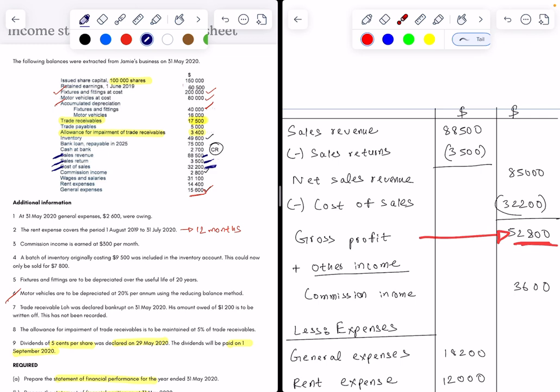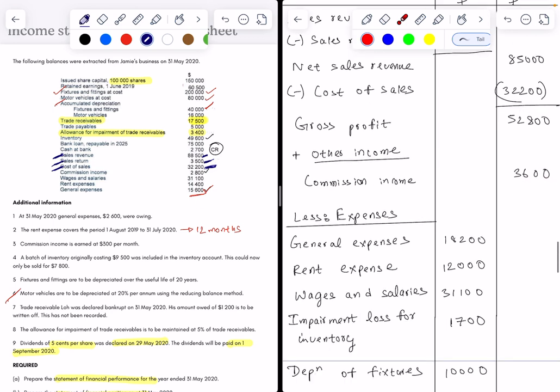That is why I was emphasizing the fact that you need to be very focused and have a sharp mind when you are solving a question like this, because if you are focused, you can definitely get full marks. So the other income in this case is the commission income for the 12 months, which was $300 per month multiplied by 12 months, that was $3,600. So gross profit plus other income, which is the commission income of $3,600, that we will add to gross profit.